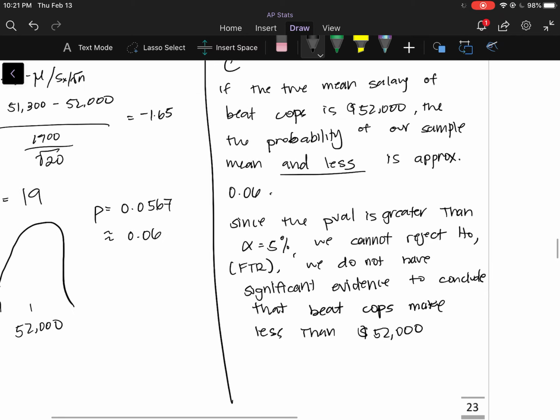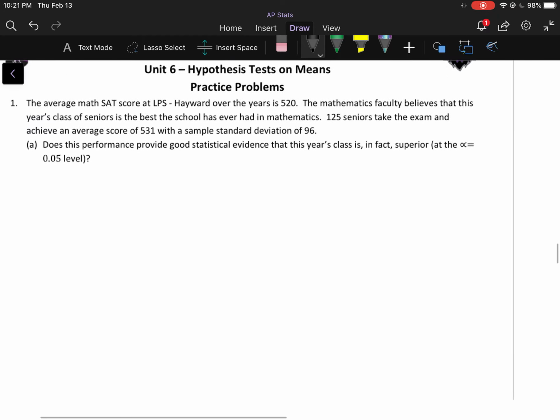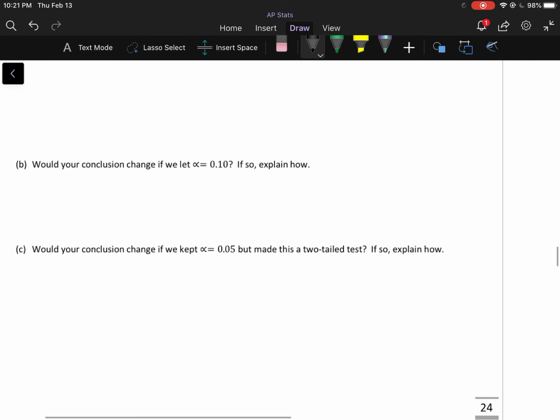You are going to go ahead and complete the practice problems. Once you have done so, the answer key has been posted onto Google Classroom for you to be able to check your answers.